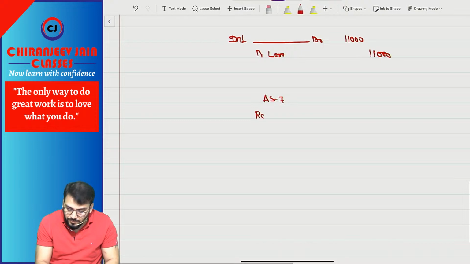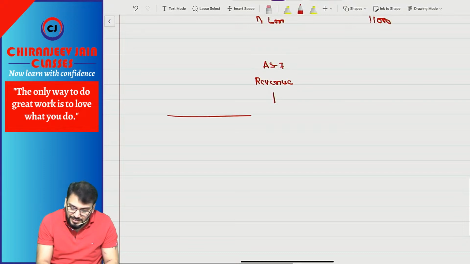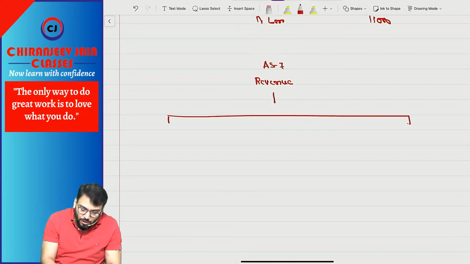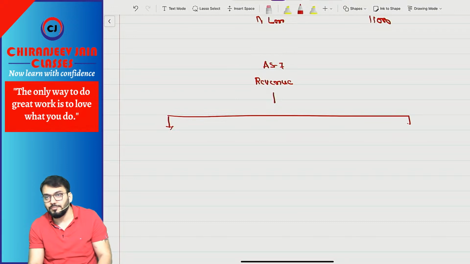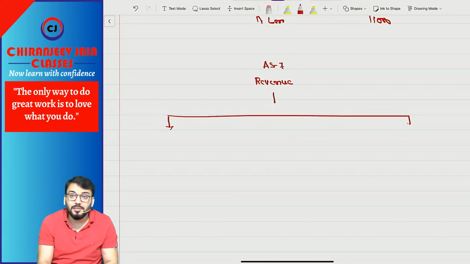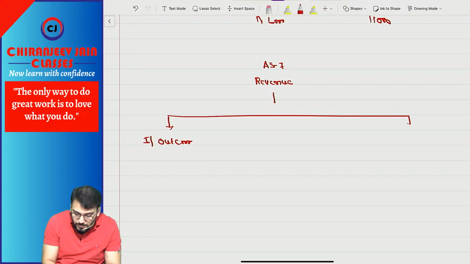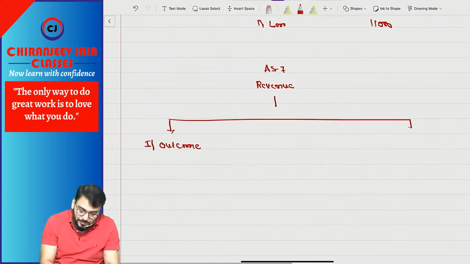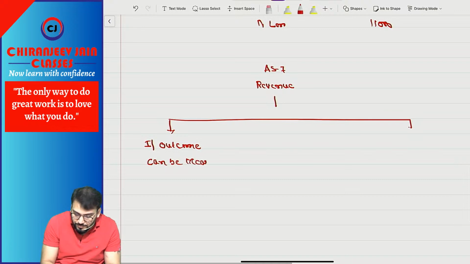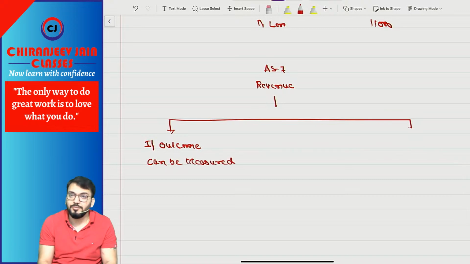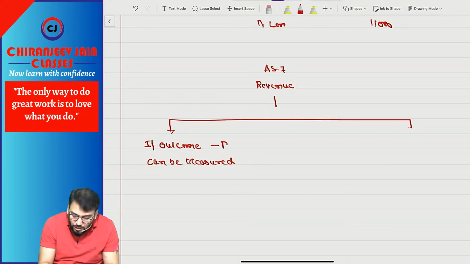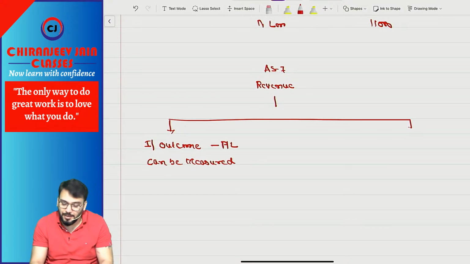Now coming to this topic, what does AS7 deal with? Revenue. Revenue from construction contract. For that purpose, AS7 has divided all the construction contracts into two types, for the purpose of revenue recognition. First is, if the outcome of the construction contract can be measured reliably. Outcome is what? Profit or loss. Can be measured reliably.